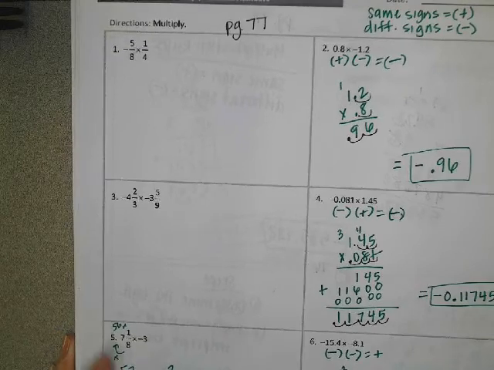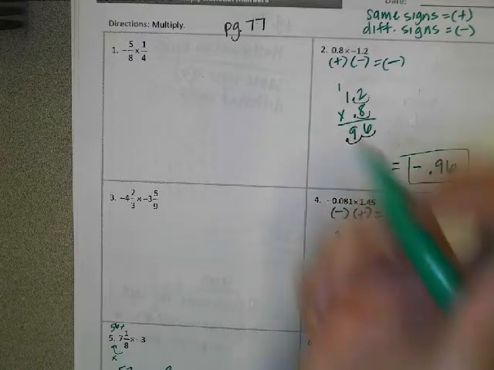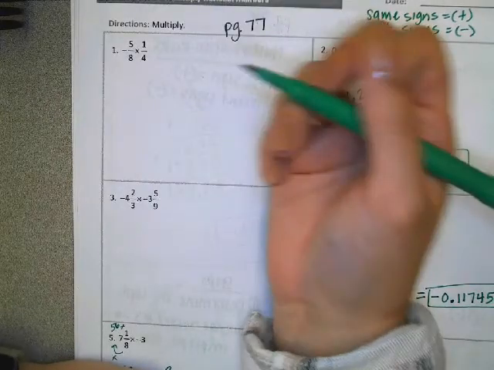Okay, so now you're checking your work from page 77. Make sure you have the correct answers written down. So the first thing that I'm going to do for number 1 is I'm going to figure out what my sign is going to be.